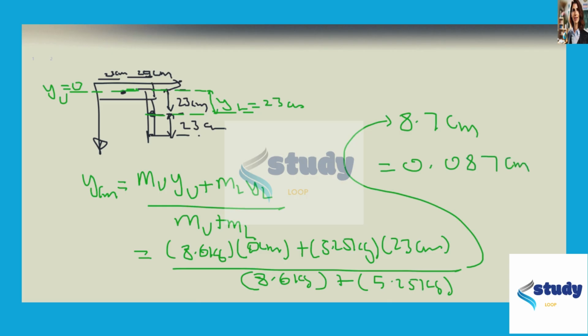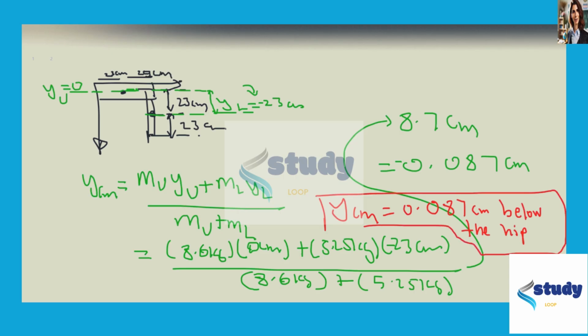0.087 meters. Now, here's the deal. This one, you can think of it as a minus if you want to, because it's dipping downwards. So the whole thing becomes a minus. That simply means that y center of mass happens to be 0.087 meters below the hip. Okay, so it's dipping downwards. That's what it means. The last part of the problem, we have to deal with the x, and we're going to do that on the next page.